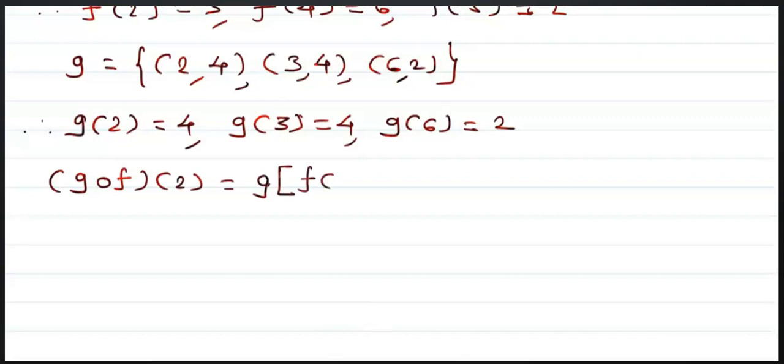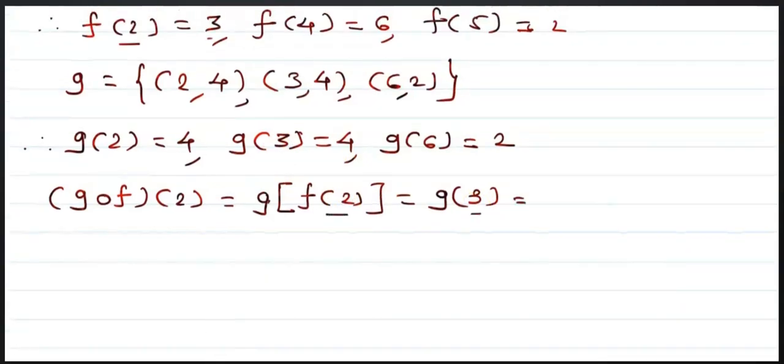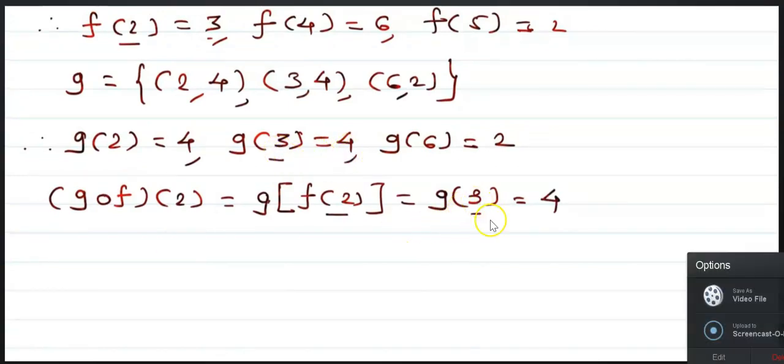Therefore, (g o f)(2) is g of f of 2. What is f of 2? f of 2 is 3. And g of 3 is 4. The value of g of 3 is 4. We replace f of 2 by 3, and g of 3 is 4.